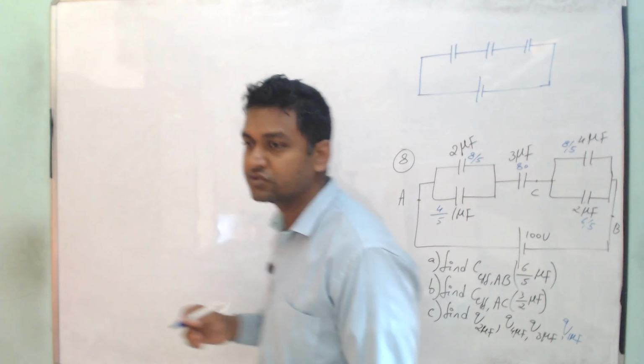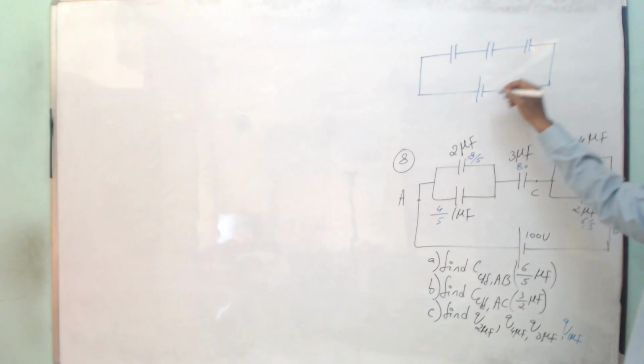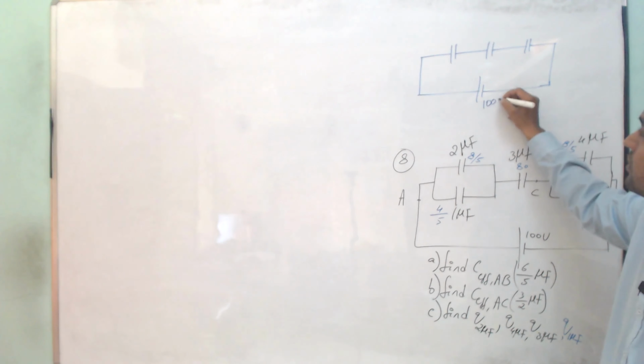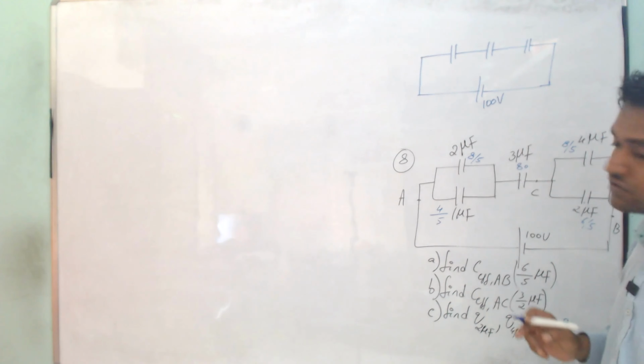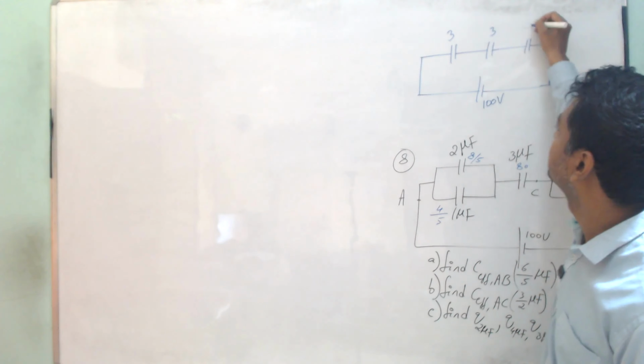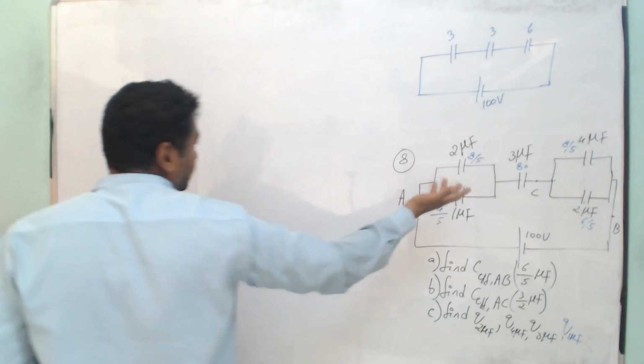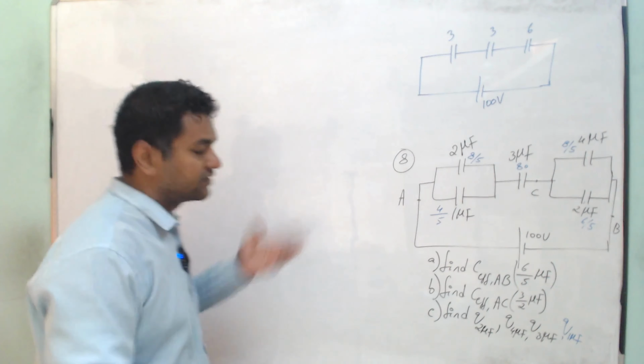Tell me the values. This is obviously 100 volt. Tell me those values. 3, 3, 6. Good. We don't require units because units will substitute later. Anyways it is microfarad. We will talk about it later.